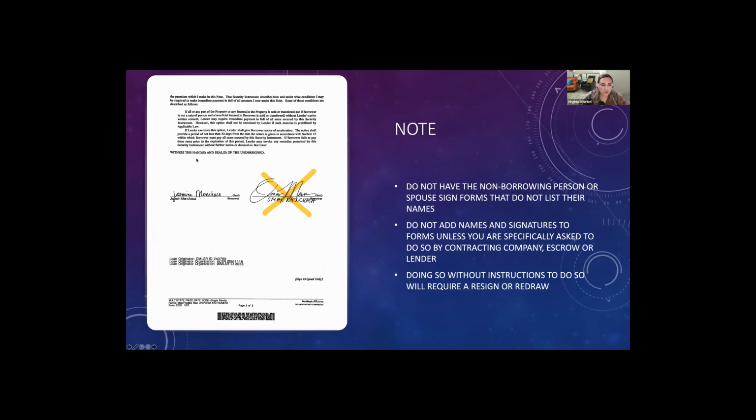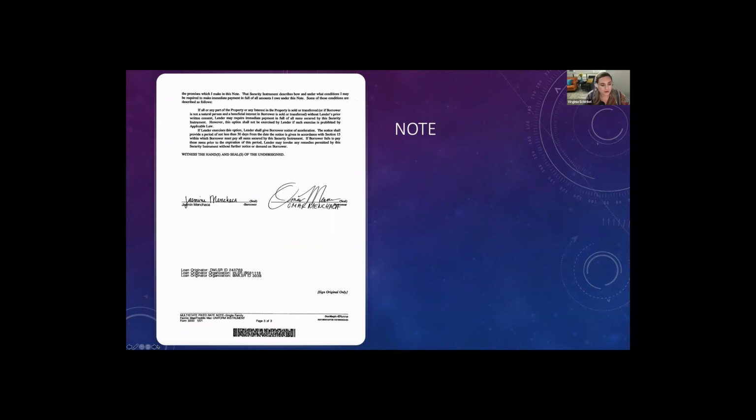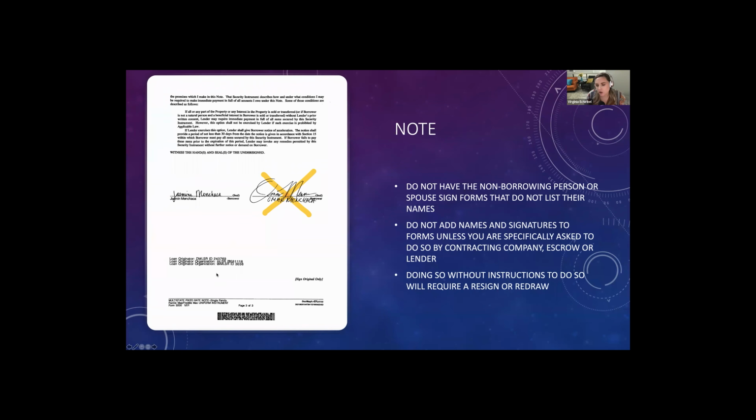So the note is the form that lists who is obligated to pay back the loan. You would never want to have a non-borrowing person or spouse sign that form if it doesn't list their name. Do not add names and signatures to forms unless you are specifically asked by the contracting company, escrow, or the lender, which is very rare. Yesterday, we actually had that situation where a form didn't have the signer's name and escrow asked us to have it pre-printed, but it's rare. It's not going to happen every day.